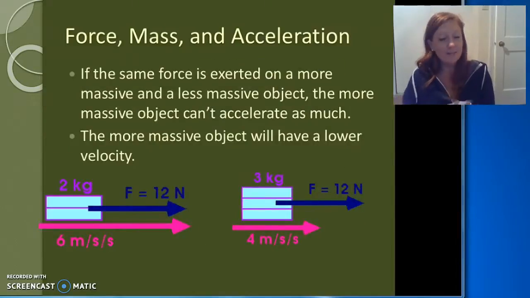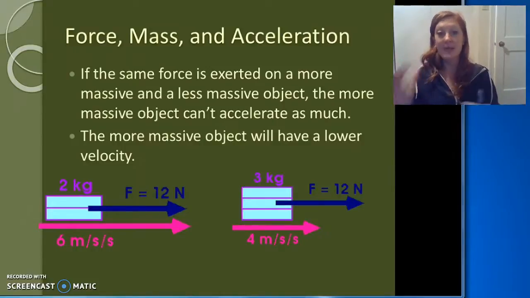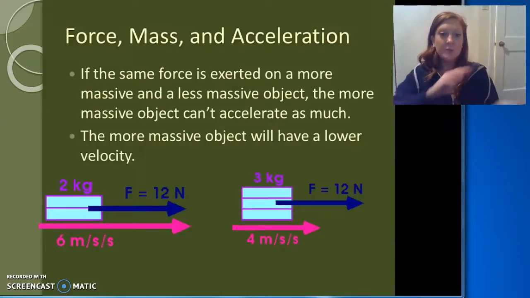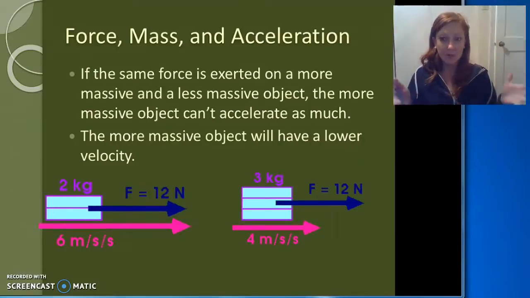Now, if you have the same force on two different masses, think about throwing a baseball versus throwing a bowling ball, and you throw them the same way so you exert the same force on them. Which one do you think is going to speed up the most? You're probably not going to get a bowling ball to go very quickly if you throw it overhand, but a baseball you can get to accelerate a lot more. So smaller mass with the same force means bigger acceleration. Bigger mass with the same force means smaller acceleration.